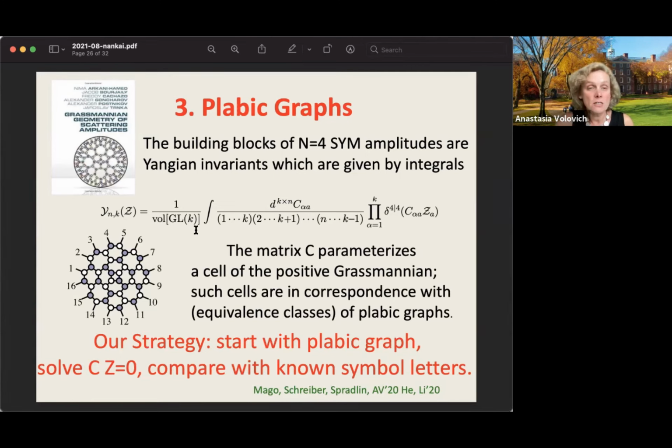So the suggestion is the following. We start with some Plabic graph. A Plabic graph comes with a matrix C, which parameterizes a cell of the positive Grassmannian, and these cells are in correspondence with the Plabic graphs. Given a Plabic graph, you quickly run Jake's code, write down the matrix C, and then solve the system CZ equals 0. You compare your results with known symbol letters. That would be our strategy.